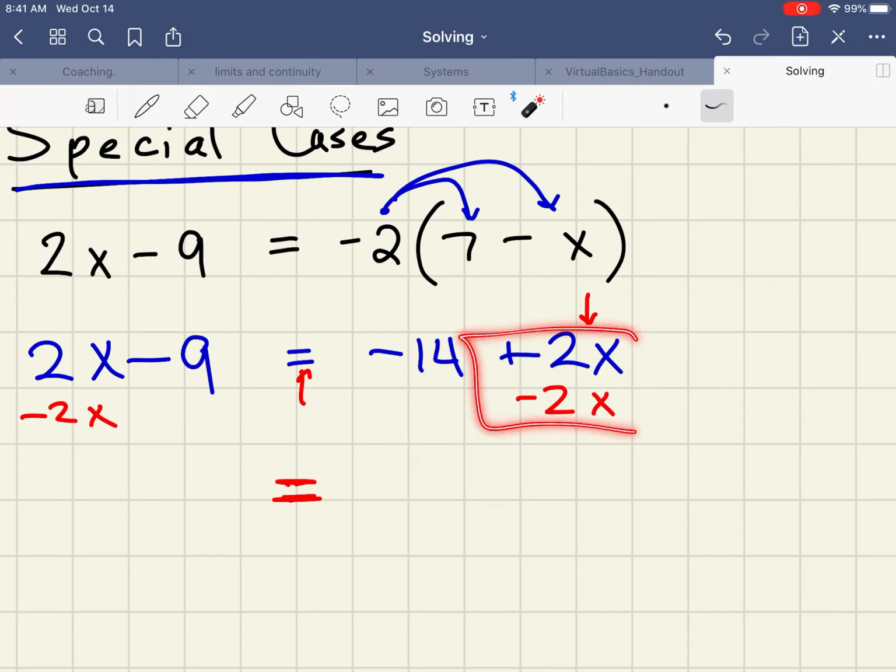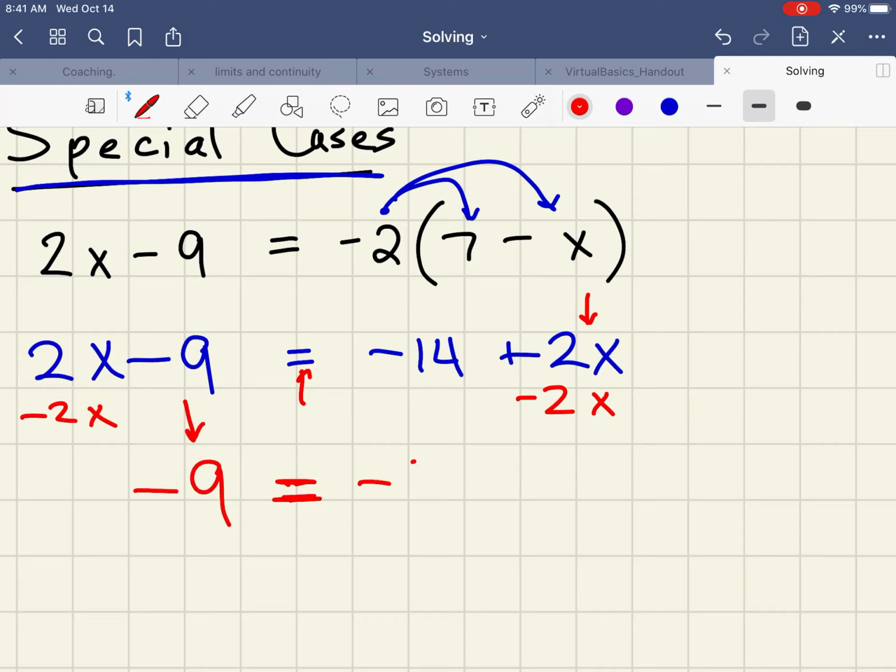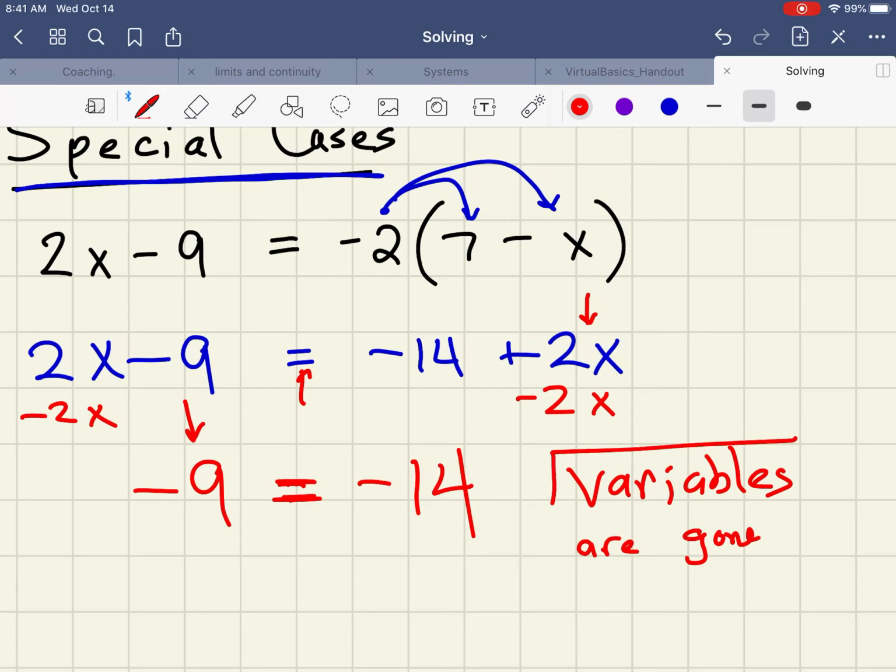And when I do that, this is why it's a special case. This 2x is canceled by the -2x, and this 2x is canceled by the -2x. So I'm left with -9 equals -14. So what's happening is the variables are gone. You cancel the variables from both sides. Now that is different. I didn't solve for x, I got rid of it. It wasn't intentional, it just happened.